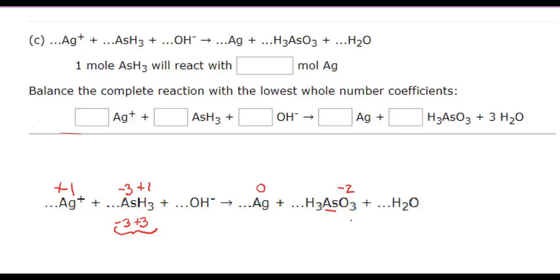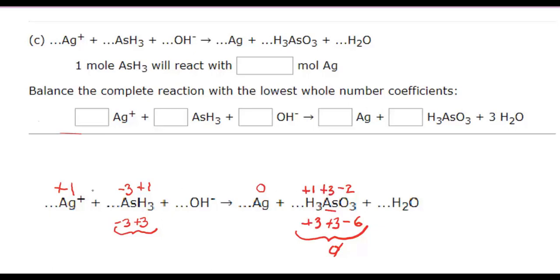-2. There's 3 of them. That makes a -6. Arsenic, again, we're not sure about. That's what we want to find out. Hydrogen, again, is a +1 unless it's an element. That's 3 of them. That's a +3. This entire compound is going to add up to 0. That's pretty easy. A little bit of math. There's arsenic with a +3 charge. There's only one arsenic, so its oxidation number is now a +3.